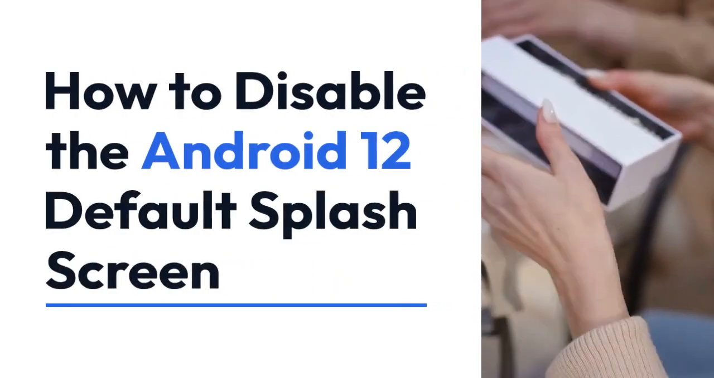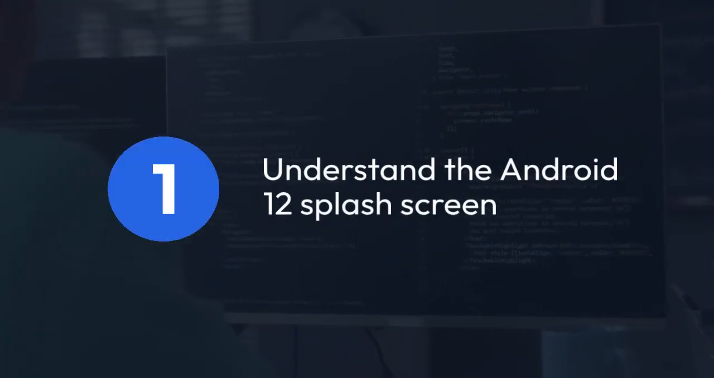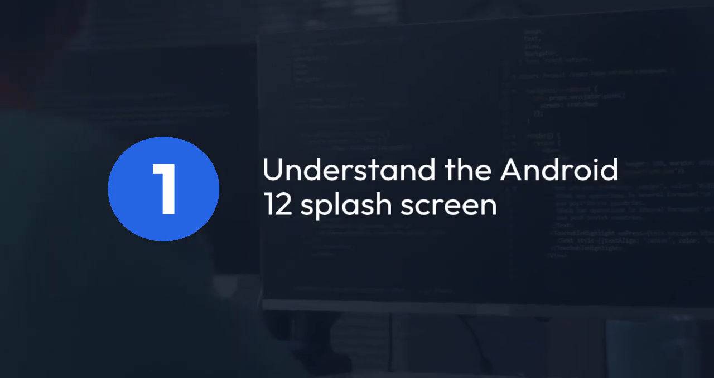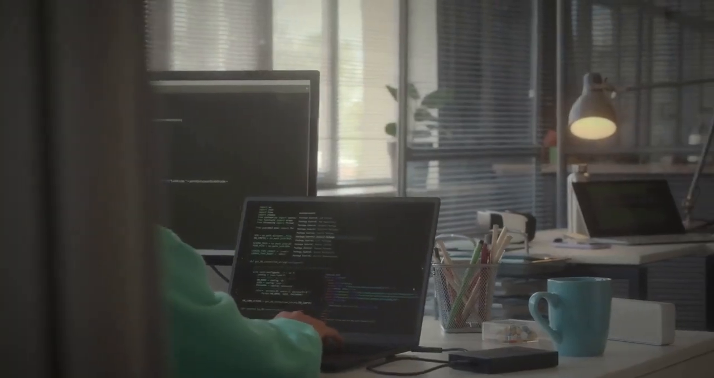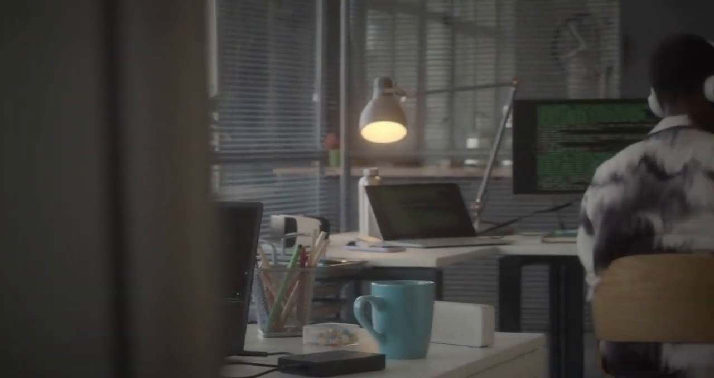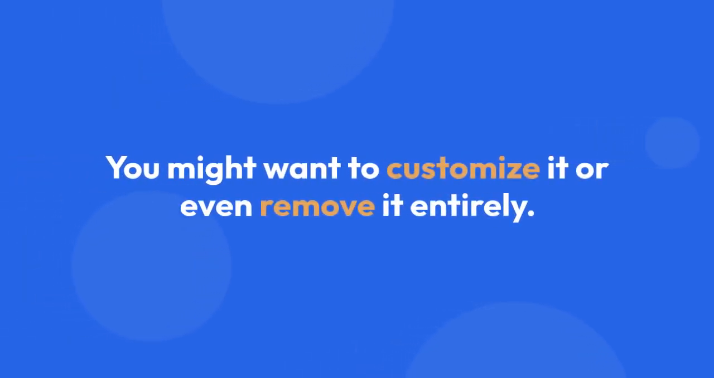We're going to explain how to disable the Android 12 default splash screen. 1. First, understand that the Android 12 splash screen, that initial screen you see when launching an app, is designed to improve the user experience by providing a consistent and quick transition. However, you might want to customize it or even remove it entirely.